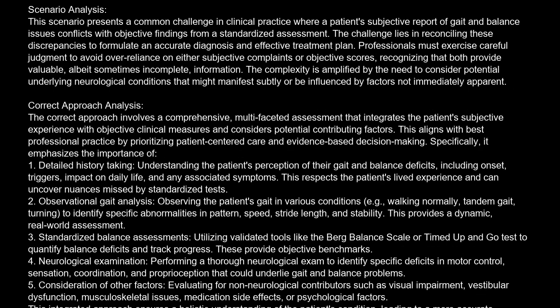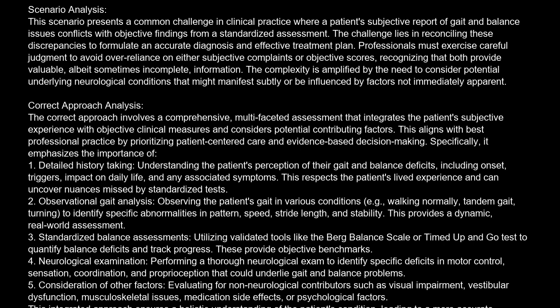The correct answer is A. Incorporate standardized objective measures of gait speed, stride length, and turning velocity, alongside a detailed observational gait analysis under various conditions, e.g., tandem gait, dual tasking, and a formal balance assessment like the Berg Balance Scale, while still considering the patient's subjective experience. Explanation. Scenario analysis.